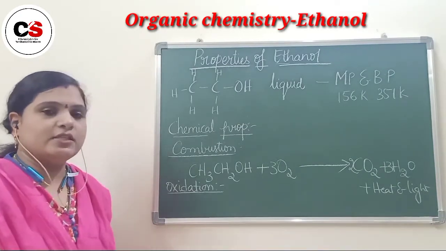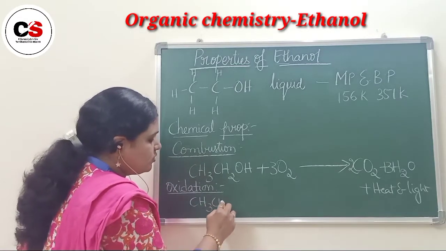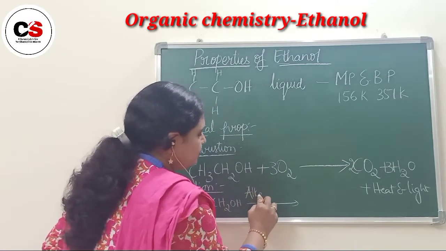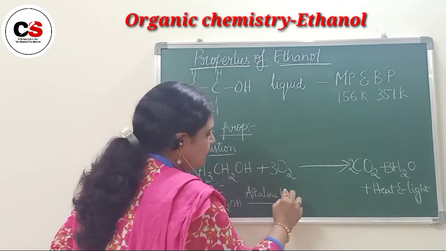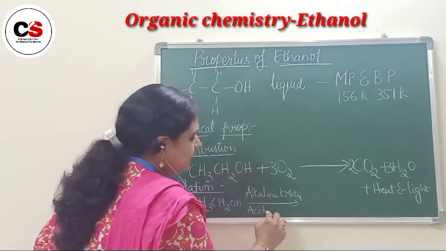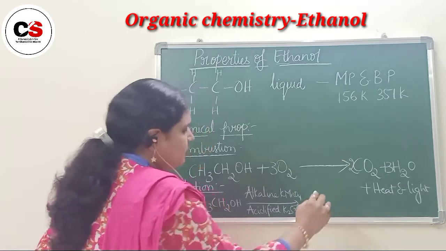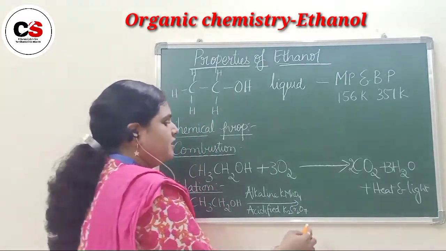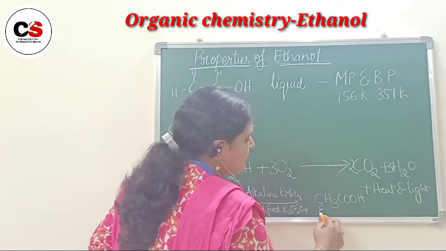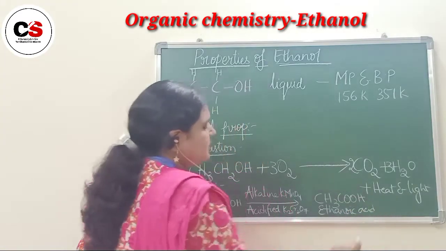Ethyl alcohol in presence of strong oxidizing agents. What are those strong oxidizing agents? Alkaline KMnO4, which should be heated, or acidified potassium dichromate. They will undergo oxidation in presence of heat to form acetic acid, that is ethanoic acid. This reaction also we have seen. This is an example for oxidation reaction.